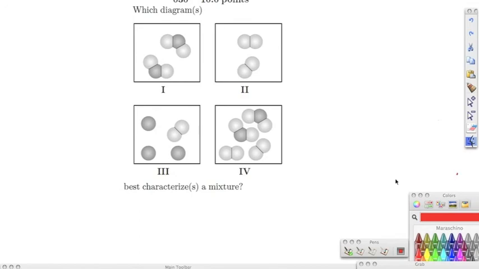Alright, guys, on this one it says which diagram 1, 2, 3, or 4 best characterizes a mixture. When we're looking at this, the main thing we have to remember is what is a mixture. Well, a mixture is going to be either more than one atom in the same place that aren't bonded together, or a compound and atoms in the same place not bonded together, or two compounds in the same place.